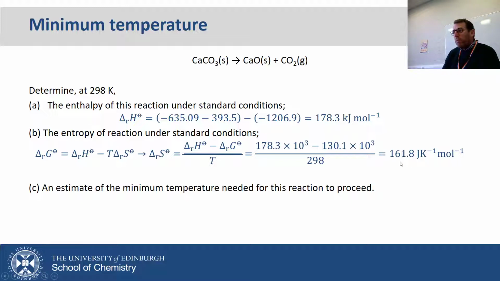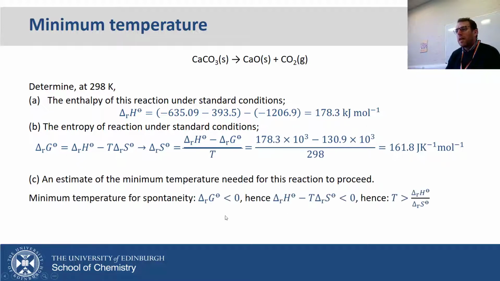And this is a little bit of hope. We have a positive delta S here. So even though we have a large positive enthalpy of reaction, this positive delta S means that if we ramp up the temperature, we can make this reaction spontaneous. We can force it to proceed.